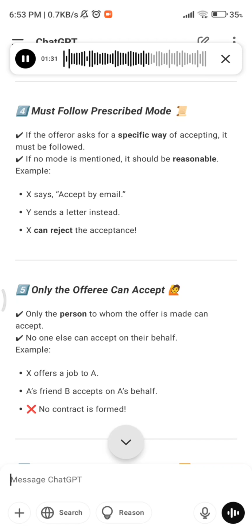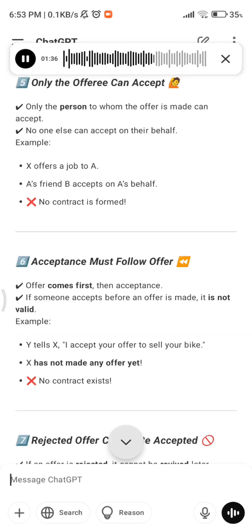Example, X offers a job to A. A's friend B accepts on A's behalf. No contract is formed.